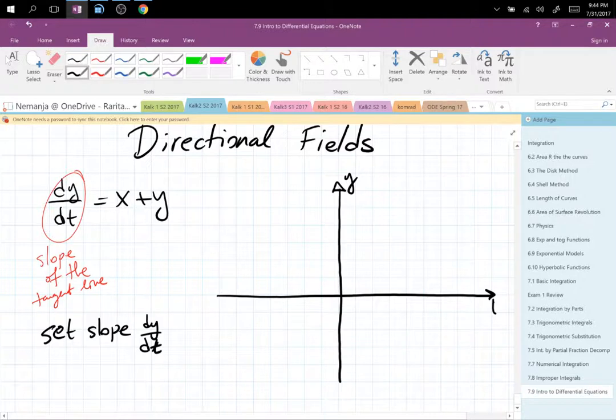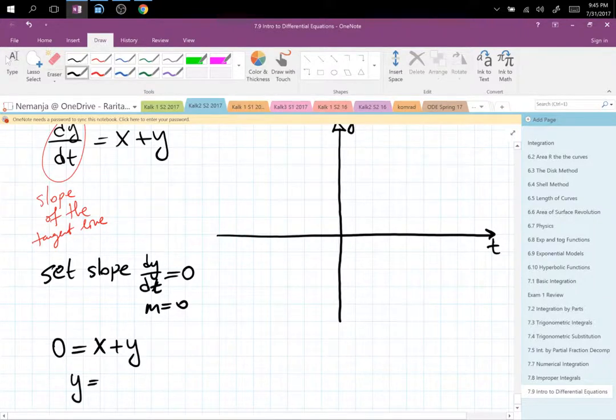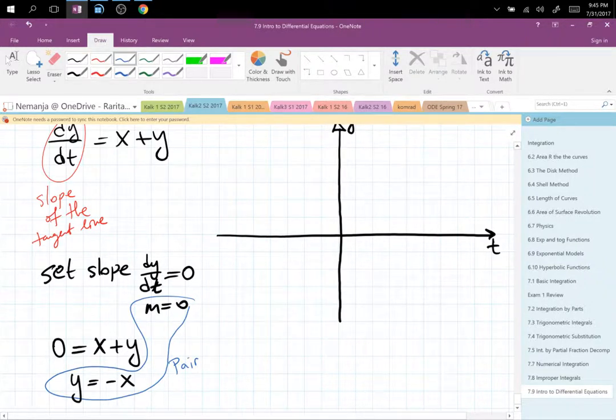So if I use dy dt, this better be a ty graph. So I'm setting the slope to be 0. When I plug that in, I get 0 is equal to x plus y, from where I'm solving that y is negative x. So I'm getting this pair over here, where I have the line y equals negative x, which is called the isocline, and I'm graphing that line lightly.